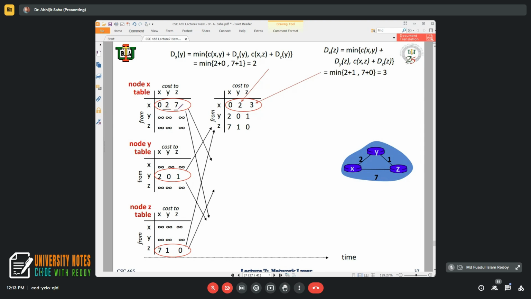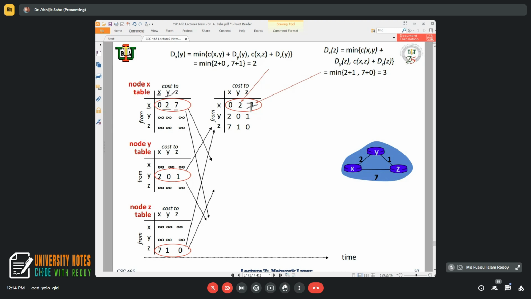From X to Z, the cost is 7. Is that the least cost path from X to Z? We are going to check that, and for every case we are going to apply the Bellman-Ford equation that we have seen in the last class. The value here was 7, right? Now, from X to X, definitely it is going to be 0, so there is no need to check.